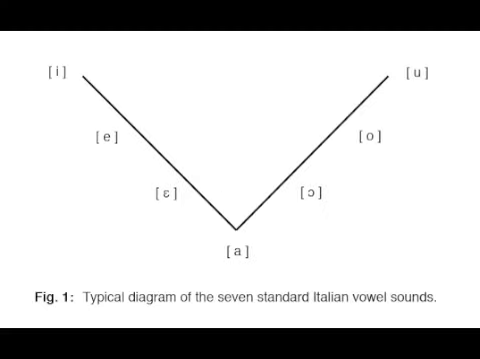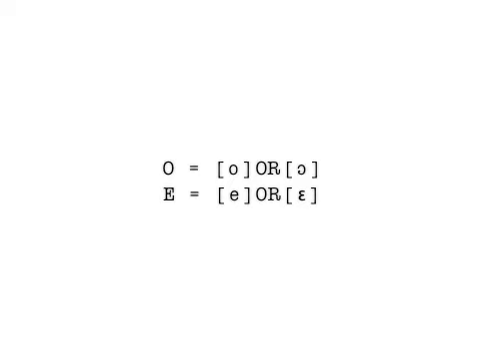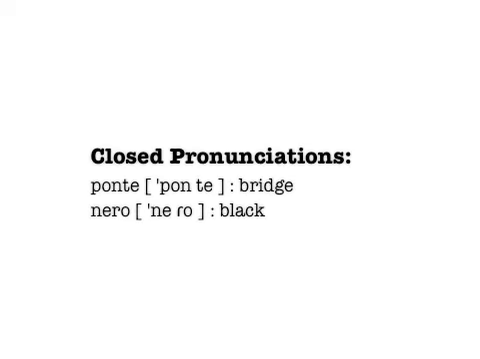The first group I really want to talk about is the vowels. As I talked about in Sounds of the Italian Language and the Italian Alphabet, Italian has 7 vowel sounds and 5 vowel letters. 3 of these letters are always pronounced the same. A is always pronounced A, I is always pronounced E, and U is always pronounced U. O and E each have 2 possible pronunciations, one open pronunciation and one closed pronunciation. Most of the time, O and E are pronounced closed, O as in ponte, and E as in nero.